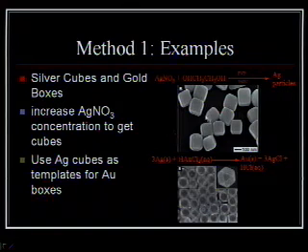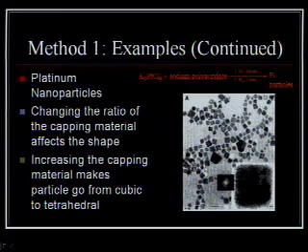And then they used these cubes as sacrificial templates to form these boxes. And here's the reaction for that. And they converted the silver cubes to a soluble species, so that all that was left was the hollow gold boxes. And that's it. And the second example involves platinum nanoparticles.